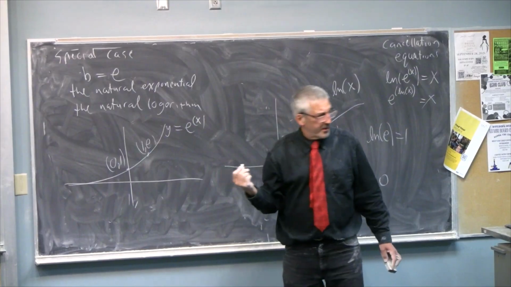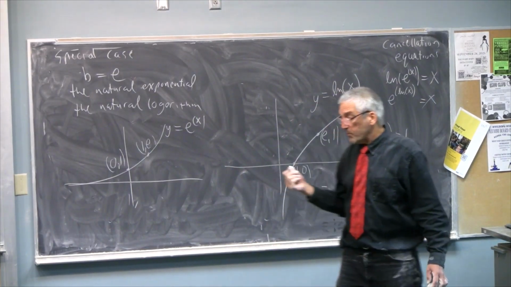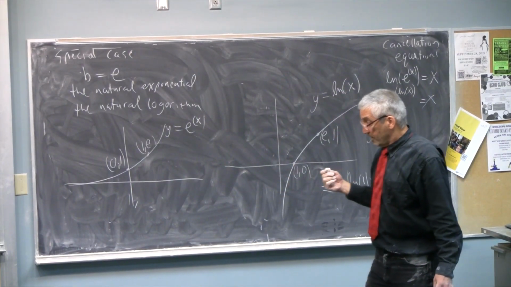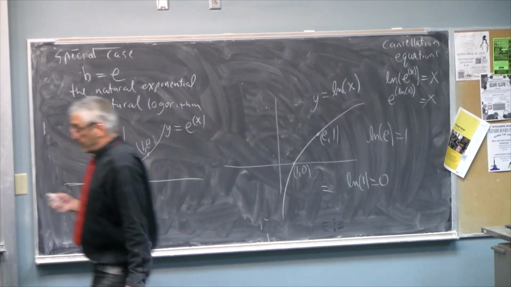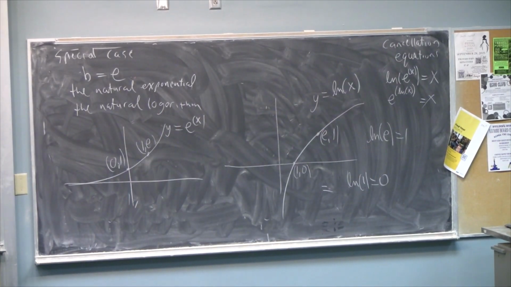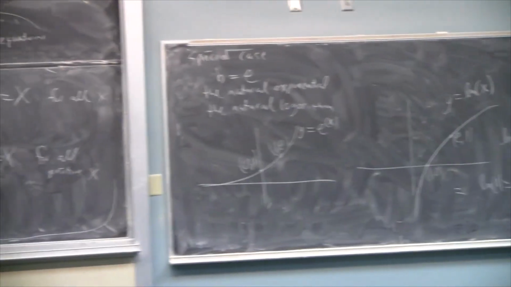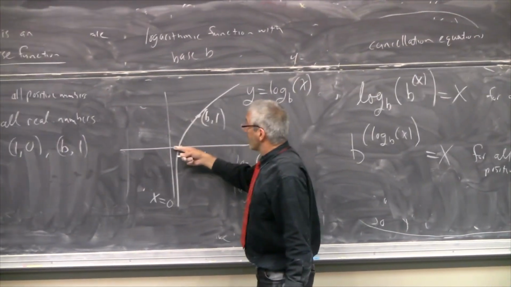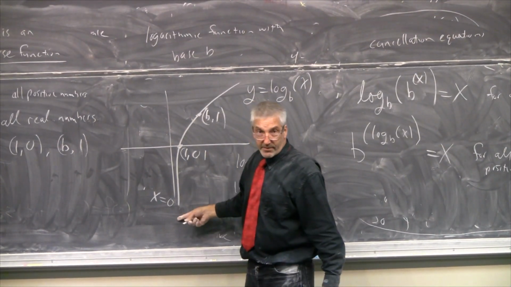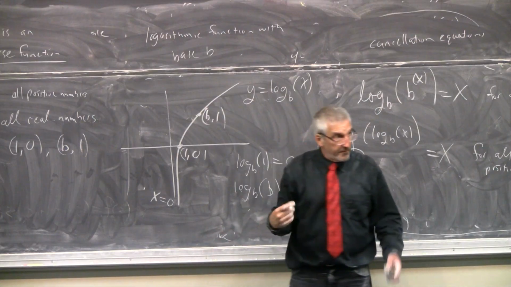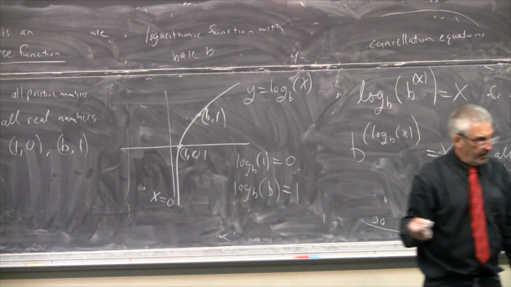All right, so there's more stuff in the book in this section. There's stuff about the limits of these. Notice that the limit as x goes to infinity of this graph is infinity. This graph is going up. Whereas the limit as x goes to 0 from the right is negative infinity. So there's some problems involving limits with these functions.